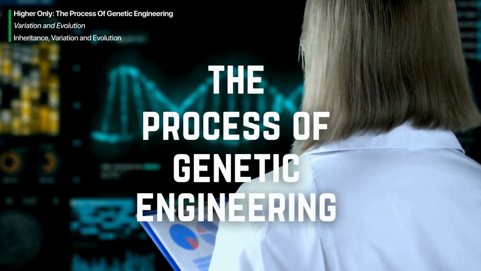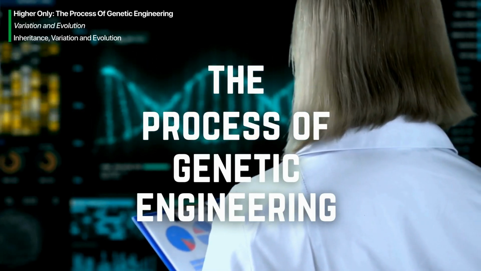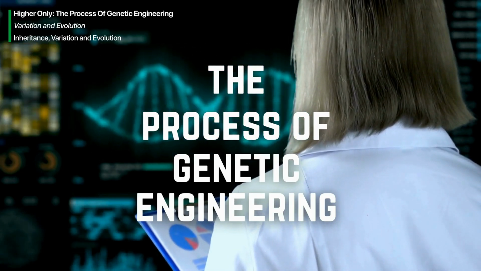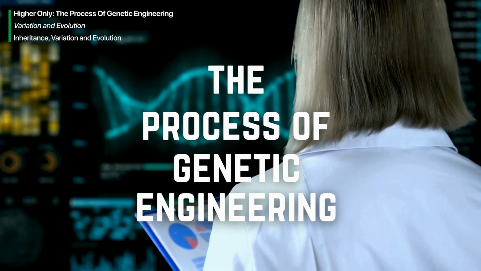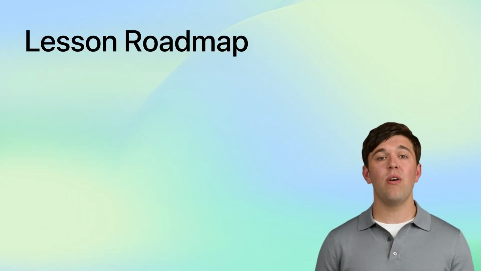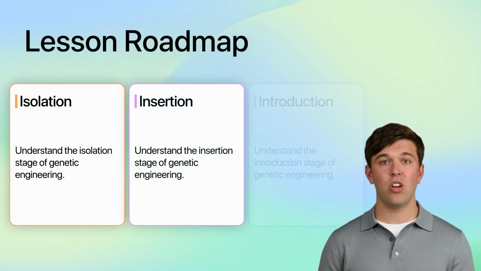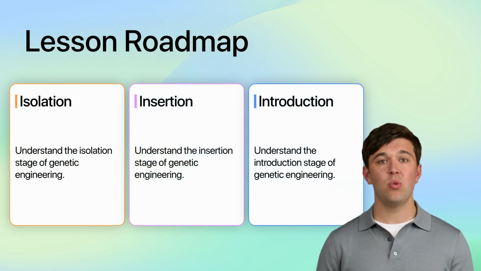Welcome to today's lesson on the main steps in the process of genetic engineering. Today, we will explore how scientists manipulate an organism's genes to introduce new traits or enhance existing ones. In today's lesson, we will cover the specific stages involved in the genetic engineering process: isolation, insertion, and introduction. Our goal is to ensure you can describe each of these steps clearly and understand their importance.